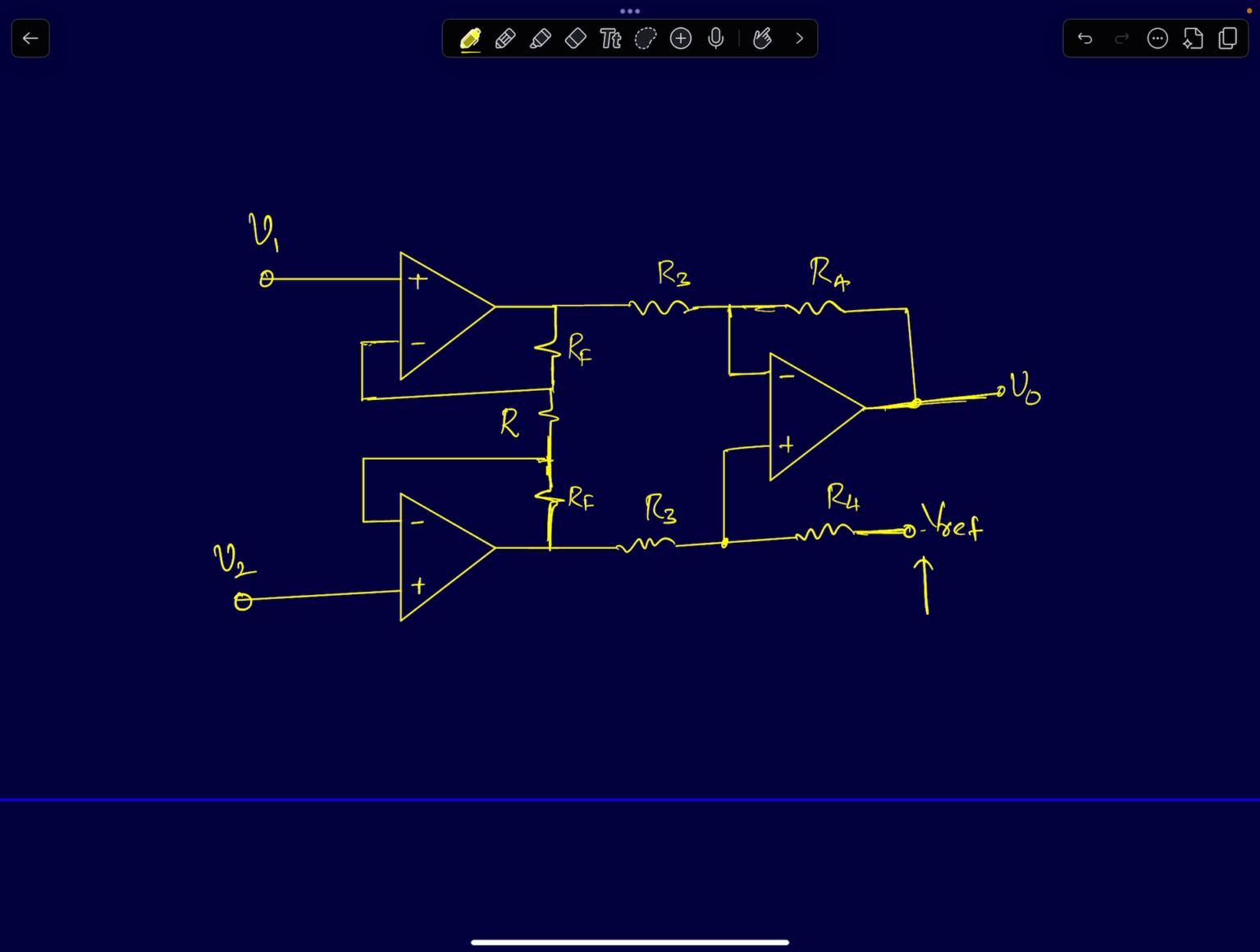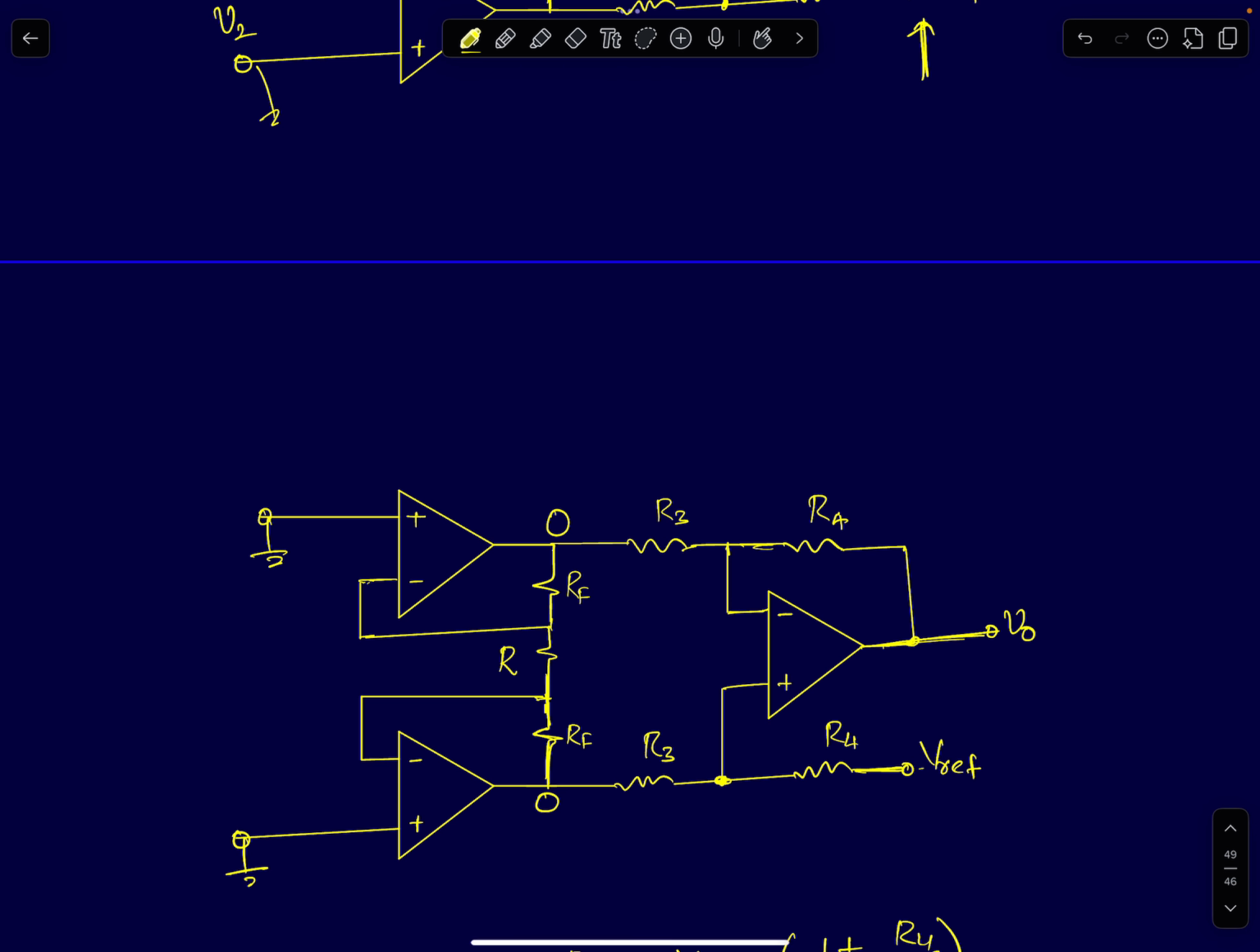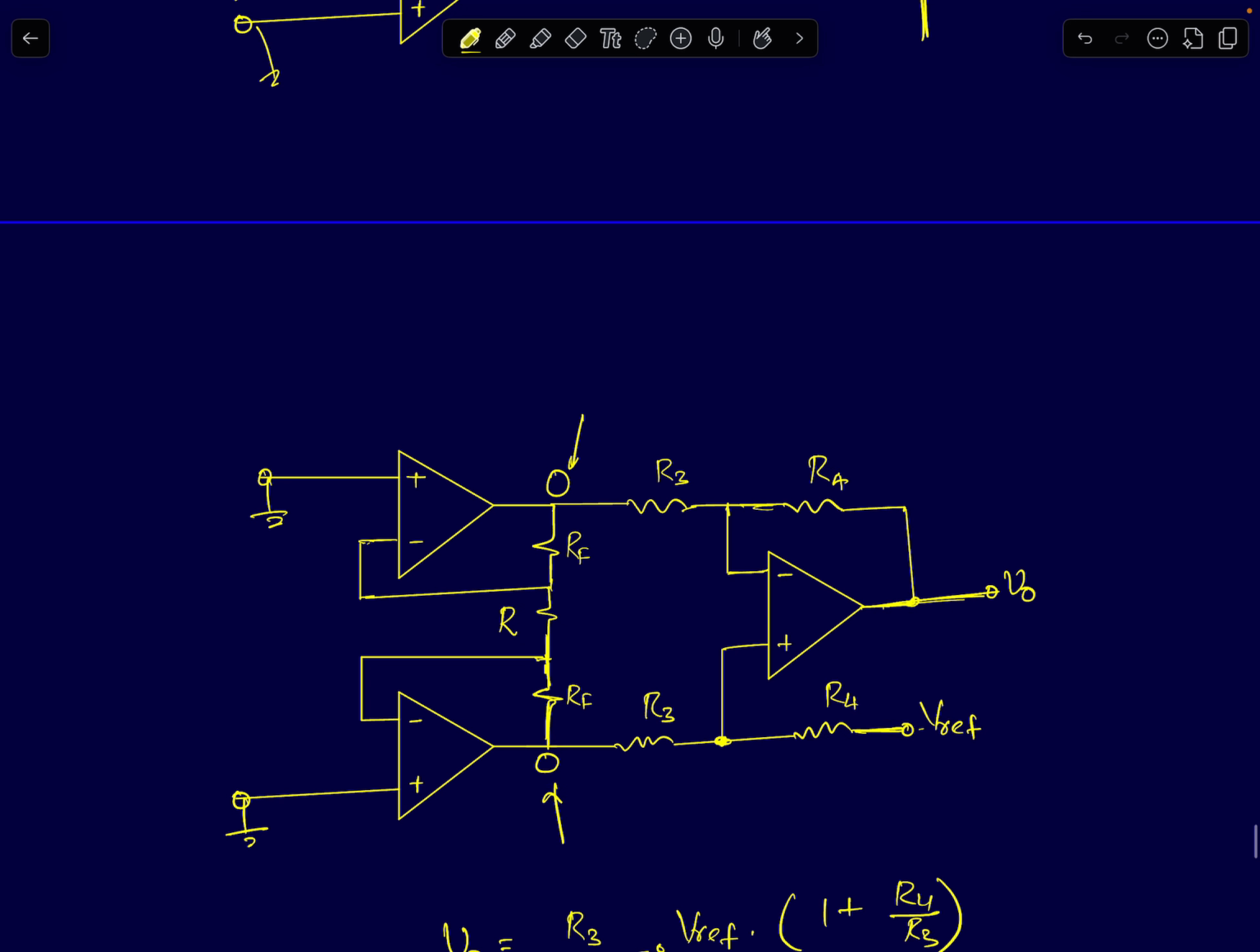So to find the impact of Vref at the output node voltage, I'm going to first assume V1 and V2 are short circuited. If V1 and V2 are short circuited, what will happen? The first stage outputs will also come to 0 and 0. If the first stage outputs come to 0 and 0, then the circuit is very simple to analyze. All I need to do is find out what is this node voltage V plus, and then this part of the circuit will act like a non-inverting amplifier.